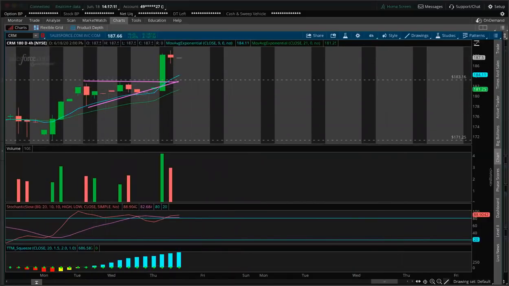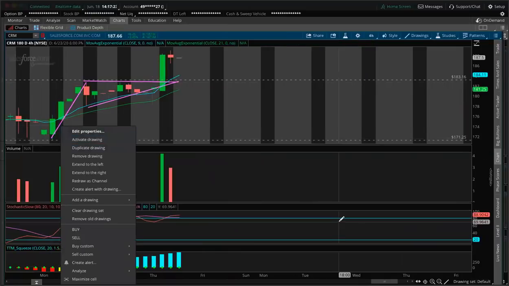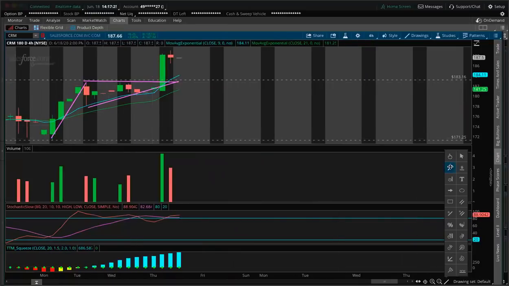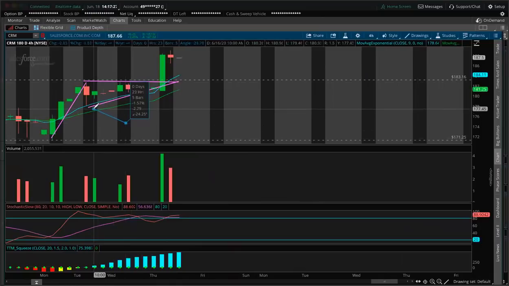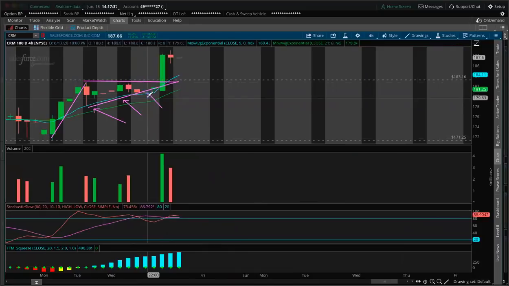An ascending triangle is when you have an uptrend that essentially goes into a consolidation period. But when you're looking at the consolidation period, you see that the buying pressure is slowly increasing, meaning the price is slowly going up. So we have that consolidation period.